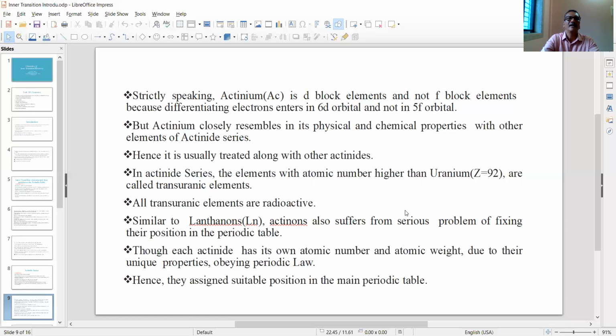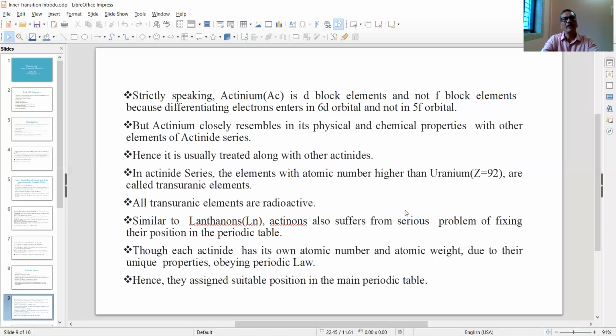In the actinide series, there are elements with atomic number higher than uranium. If you see, actinium has atomic number 89, after that comes thorium 90, then protactinium 91, and then uranium 92. The elements coming after uranium 92, atomic number 93 onwards to 103, are called transuranic elements because they come after uranium. That's what they call transuranic: the elements which come after uranium.